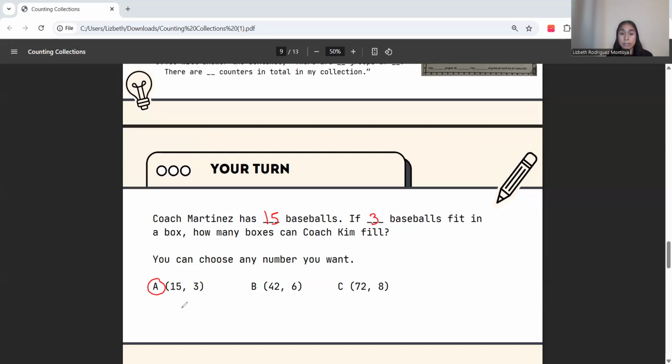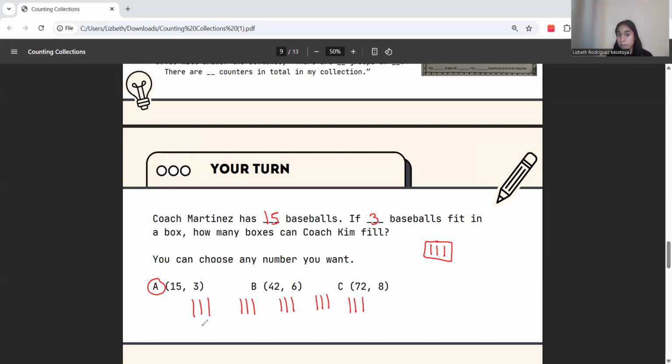So I would create a box here to know that each box could only fit 3 baseballs. And I would count 15 and then put 3 in each box to see how many boxes Coach Kim can fill. So let's count all together. 1, 2, 3, 4, 5, 6, 7, 8, 9, 10, 11, 12, 13, 14, 15.